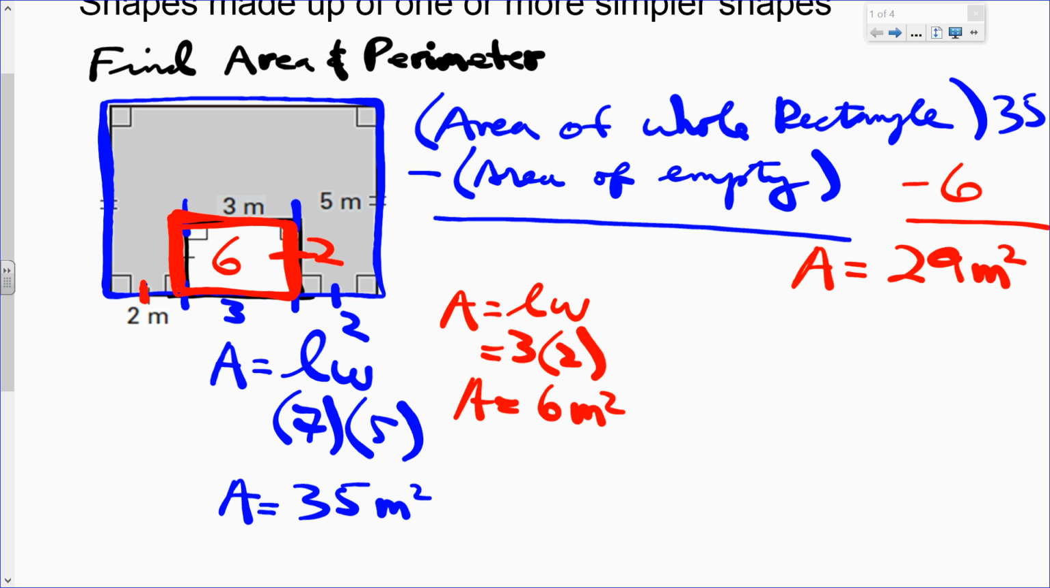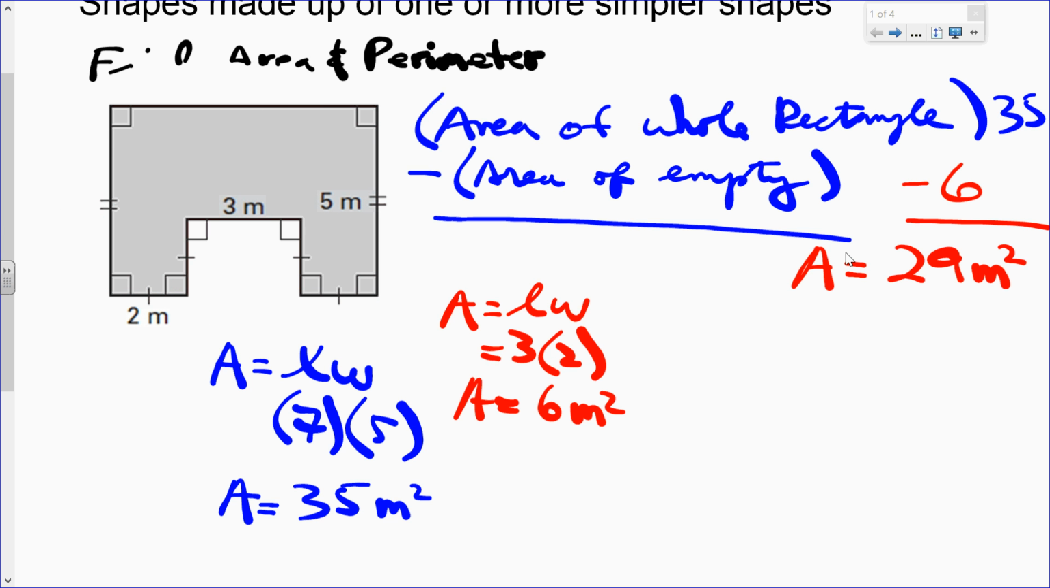Square meters. So this gray area ended up being, so this gray is 29 square meters. Where my hand's at, this irregular composite shape was 29 square meters. Okay? So what was the game plan? Everything minus the empty.